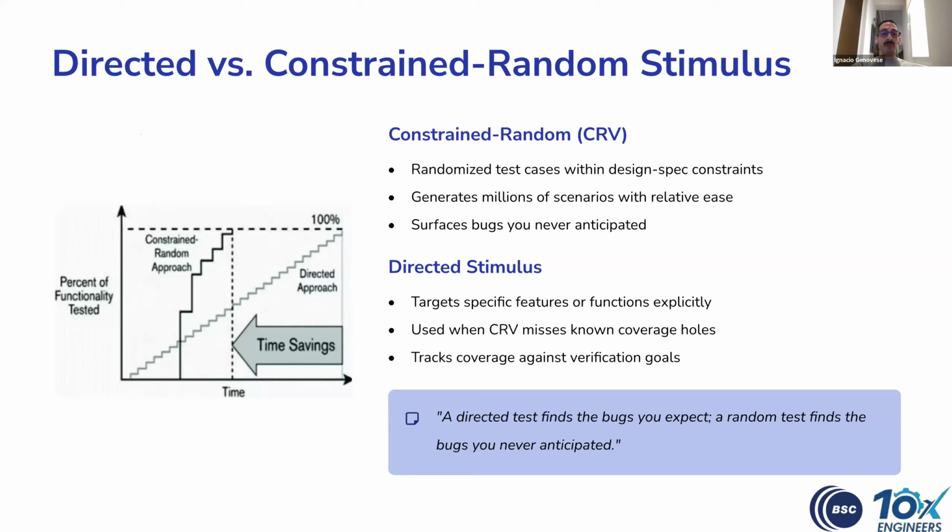So for a complete verification, we need to develop both kinds of tests. Usually we begin with directed tests to target specific features that we understand from the specifications. And then we might trigger the generation of random stimulus in order to find the bugs that we never thought of.